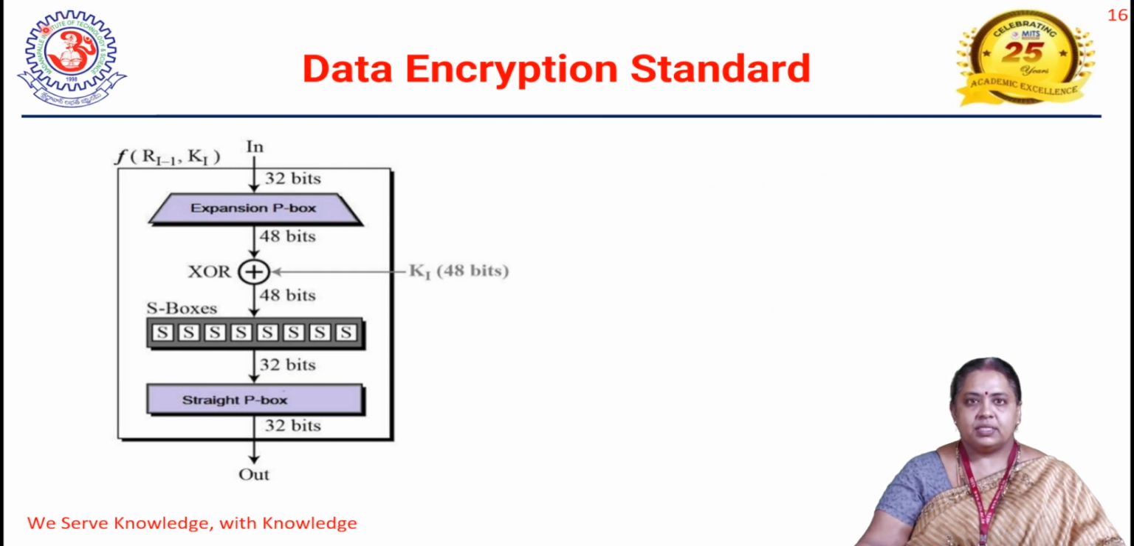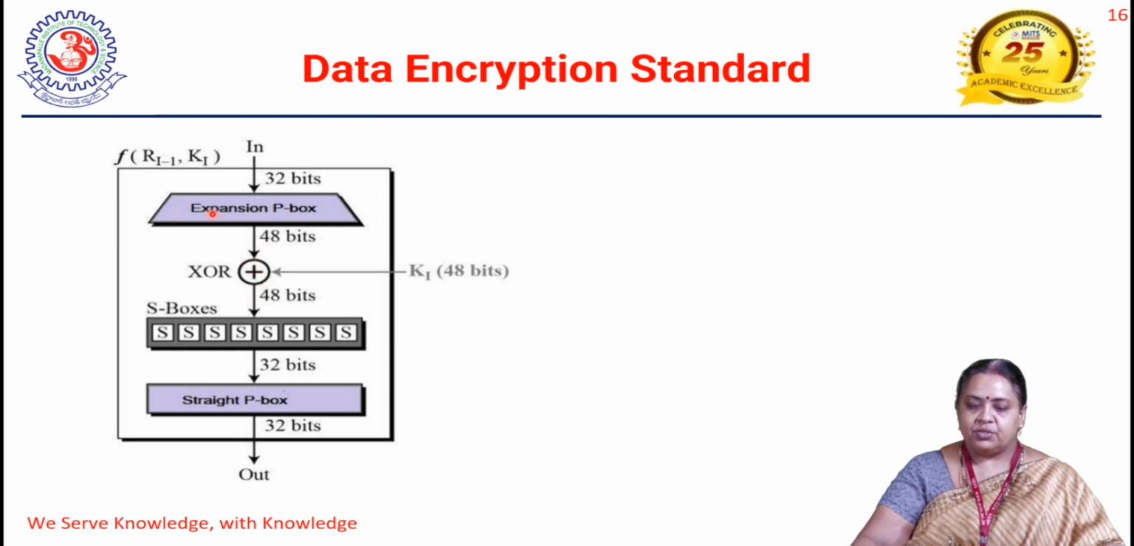So coming to this round function, what happens in the round function? We already discussed that the plain text is divided into two halves, left 32 and right 32. This right 32 is the input. This round function is the heart of the DES algorithm. Here we have the 32 bits, and in this round function we are using a key which is 48-bit. So this 32-bit input has to be expanded to 48-bit because we have to perform the XOR function.